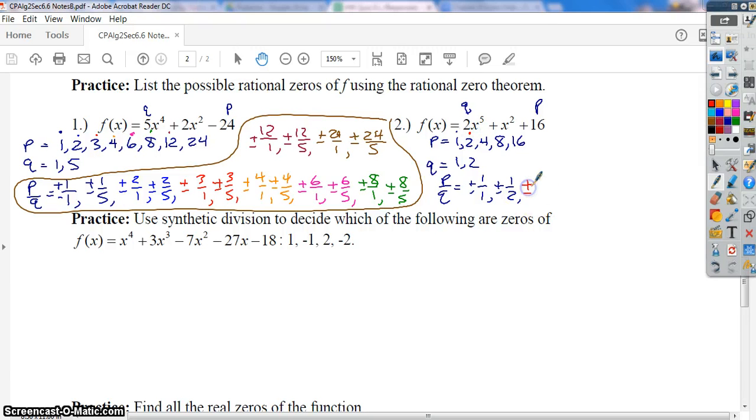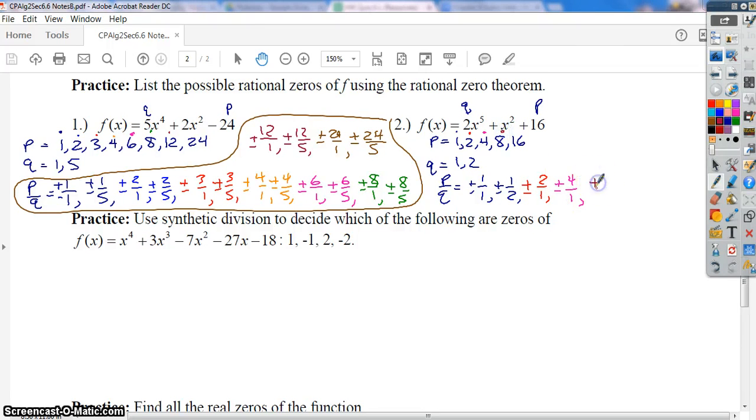For 2, I'm going to do 2 over 1 and 2 over 2. Well, I don't have to put 2 over 2, because 2 over 2 is 1 and I already have it. So I'm technically finished with 2 then. 4 over 1 and 4 over 2. Well, 4 over 2 is 2. 2 is already here, so I don't have to do that one twice.